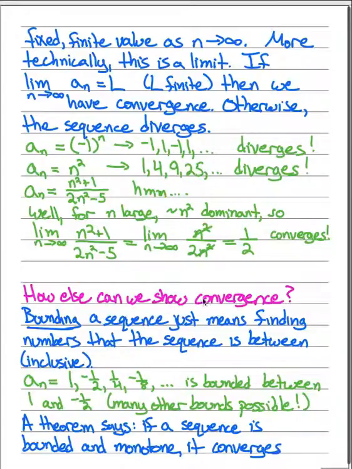Are there other ways we can show convergence? Well, the notion of bounding is useful. Bounding a sequence just means finding numbers that the sequence is in between, and that could be inclusive. To give you an example, the sequence 1, -1/2, 1/4, -1/8, and so on is bounded between 1 and -1/2. Of course, it's also bounded between 30 and -50, right? There are many other bounds possible, and I gave you one example set here.